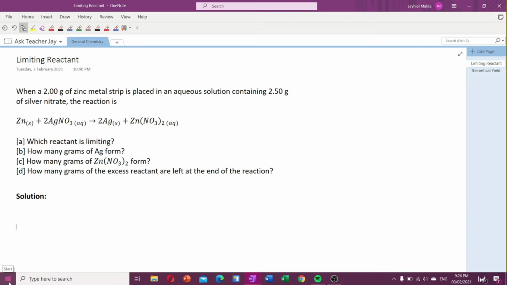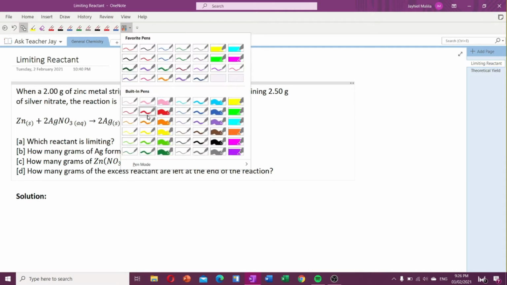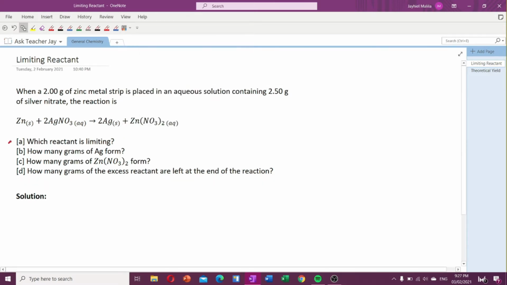Okay, so we have here 4 questions. The first one is we want to know which is the limiting reactant. We also need to find out how many grams of silver form, as well as the amount of zinc nitrate formed in grams, as well as the excess reactant left at the end of the reaction.